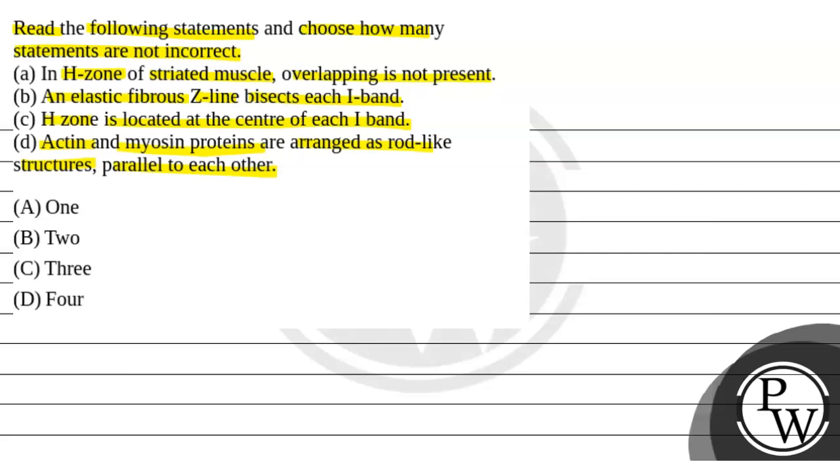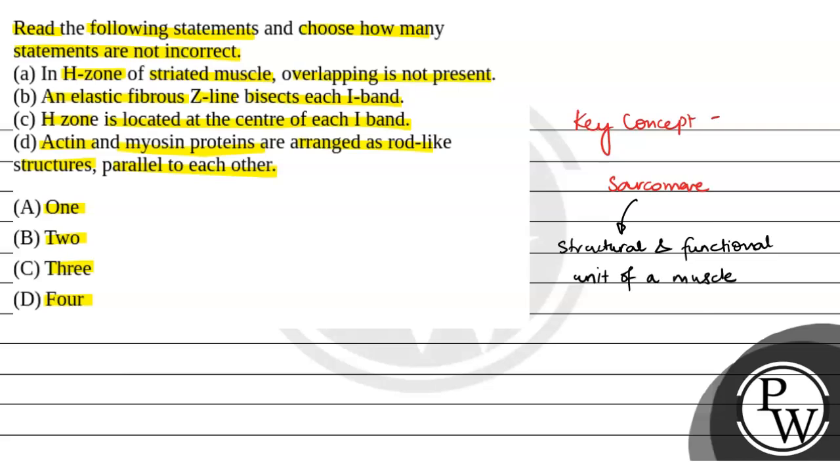The first option says only one statement is incorrect, the second says 2, the third says 3 and the fourth says 4. So the key concept of this question is sarcomere. Sarcomere is the structural and functional unit of a muscle, or of a skeletal muscle. Skeletal muscle is also called a striated muscle. So it is the structural and functional unit of a skeletal muscle or a striated muscle.